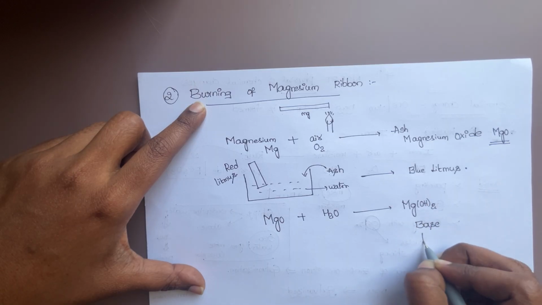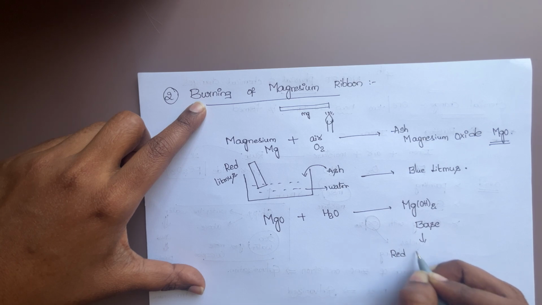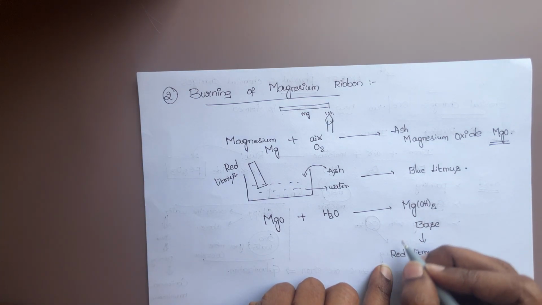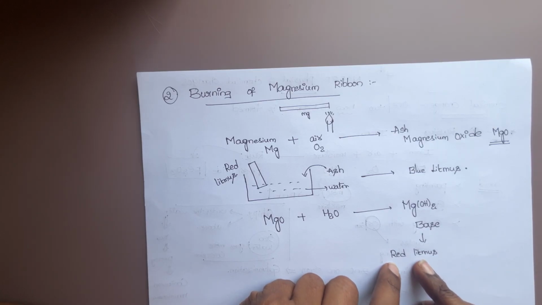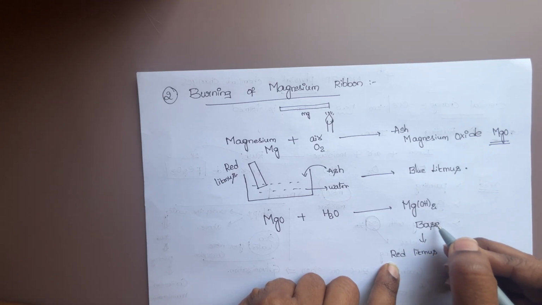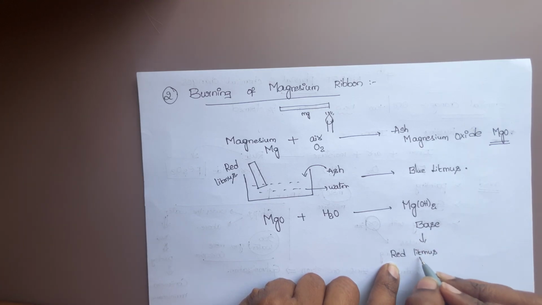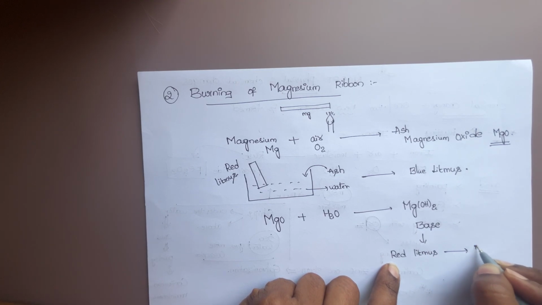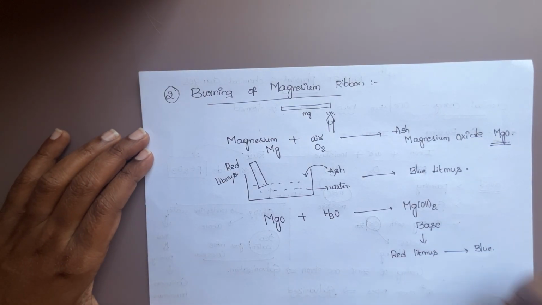So a base turns red litmus to blue. To know the litmus concept, in my previous chapter on acids and bases, I clearly explained litmus and how the changes of litmus take place, and how we identify acid or base. Please watch that video. So then what happened here? Red litmus is converted into blue litmus. So it represents that a base is formed.